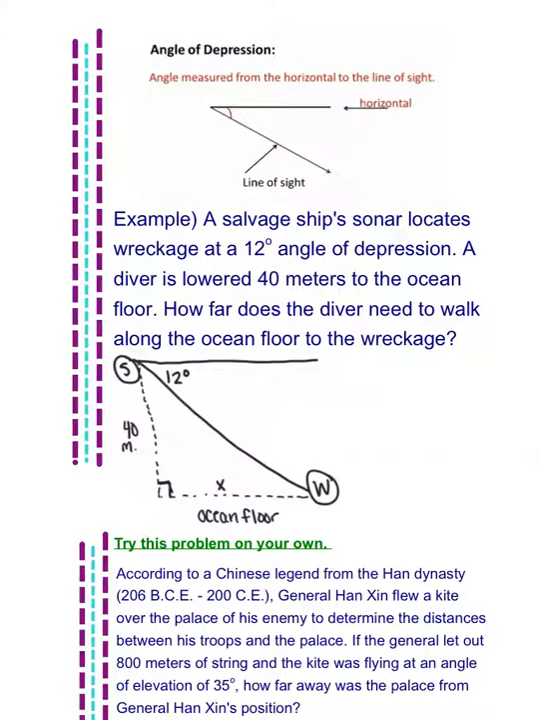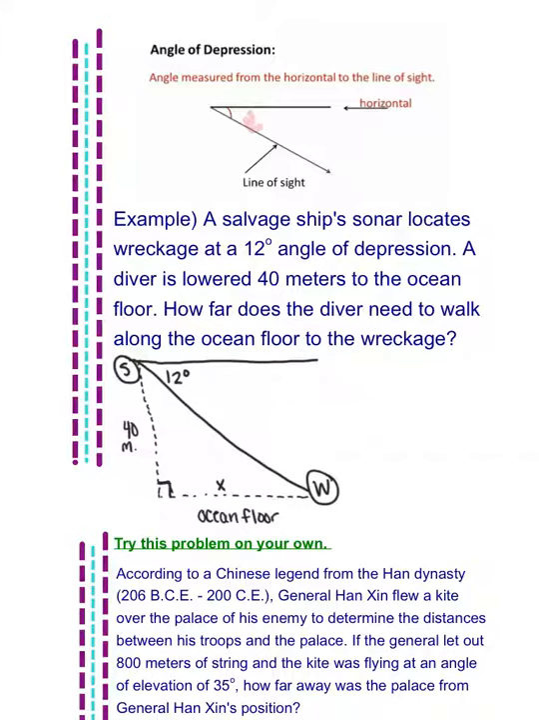Now let's look at an example using an angle of depression. So here I have another visual for the angle of depression where you start out with a horizontal line, and from that horizontal line, if you're shifting down to a line of sight, that is what's creating this angle of depression. So here I have an example.